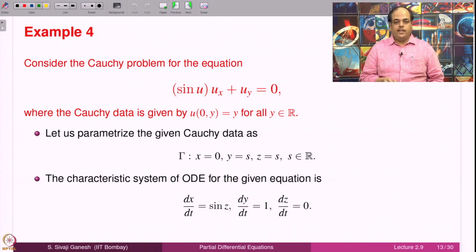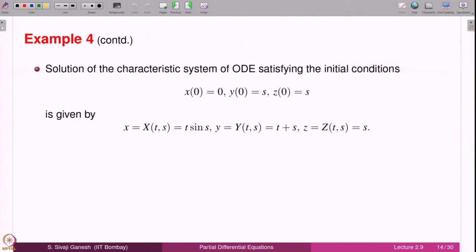Now because of the quasi-linear nature, the equation for x actually involves z now, whereas y and z do not involve any other variables. So from here you can see that along a characteristic curve z is constant, because dz/dt is 0, and dy/dt equal to 1 means y equals t plus a constant. Therefore, because at t equal to 0 it should be s, y is t plus s, z is constant and that constant has to be s. Therefore you put that s here and integrate this. So we get sin s into t, and at t equal to 0 it should be 0, so this is the solution: y is t plus s, z is s.